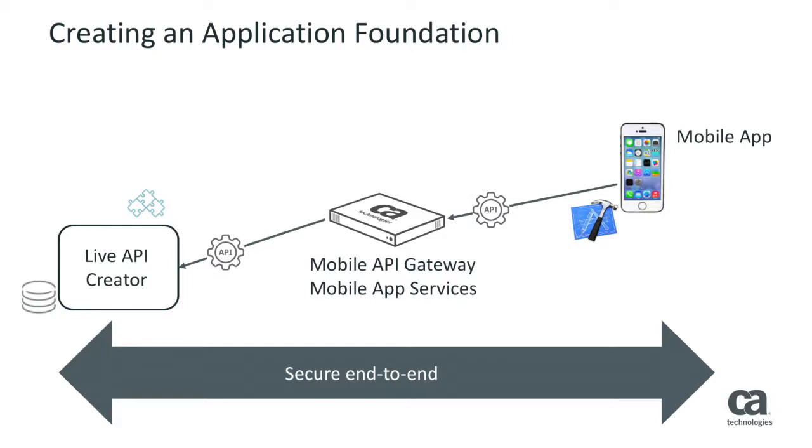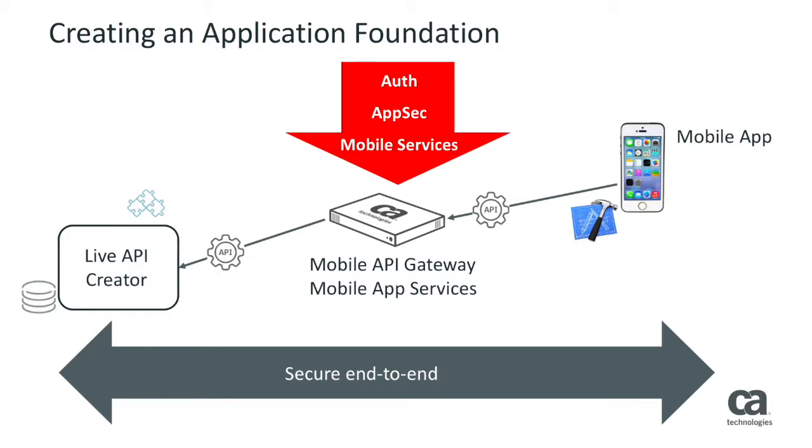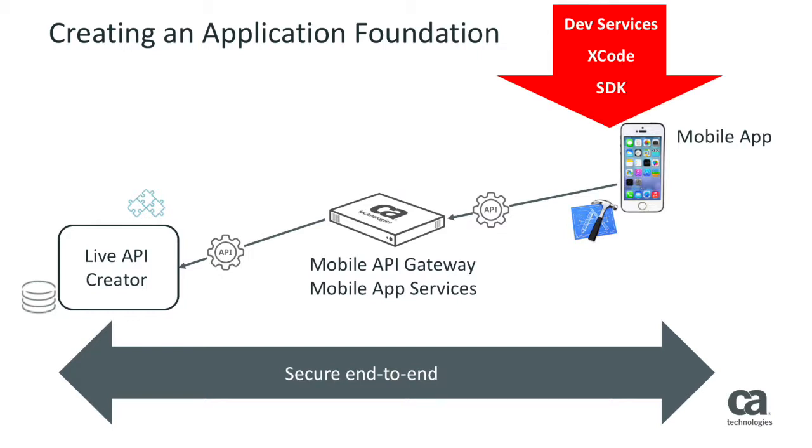You're about to see the creation of an end-to-end application foundation. We'll start with a backend, including a database, an API, and a back-office web UI. The API will then be published on the CA API gateway where mobile app services are deployed. And finally, you'll see how an app is created in Xcode that interacts with mobile app services and consumes this API securely to complete the end-to-end loop.